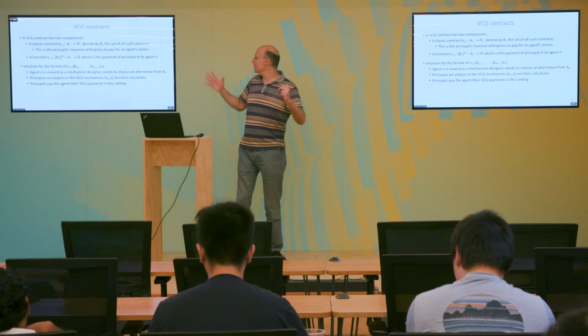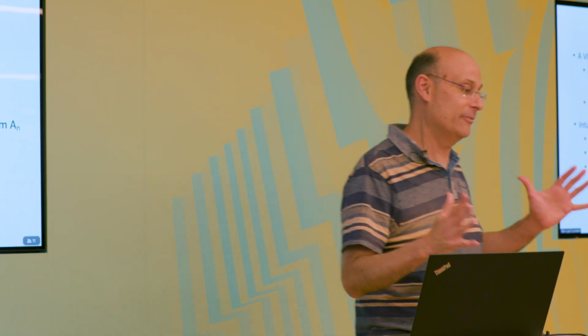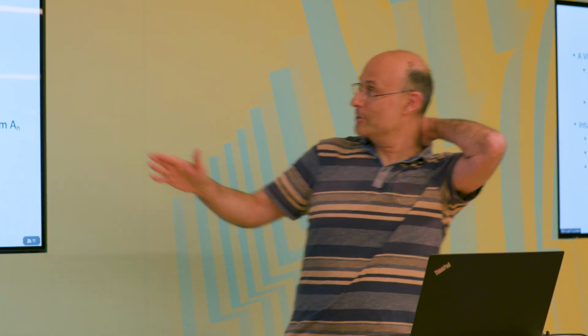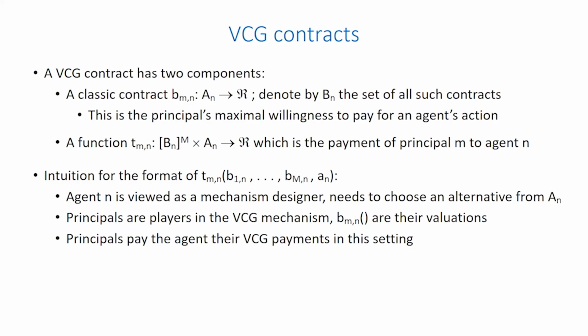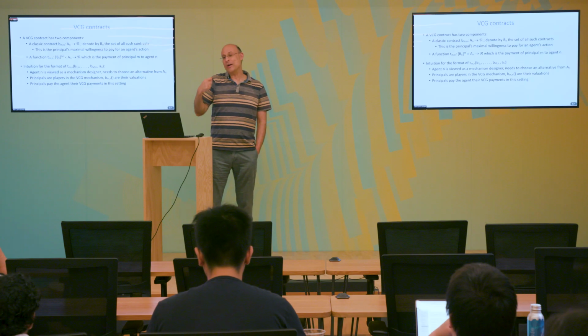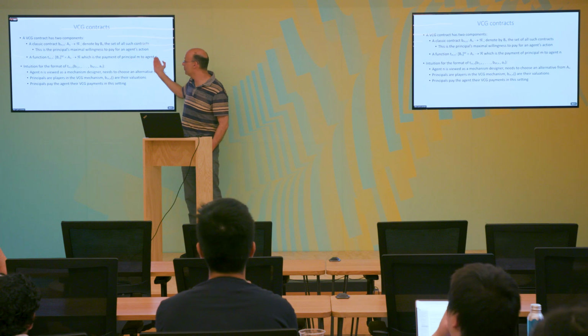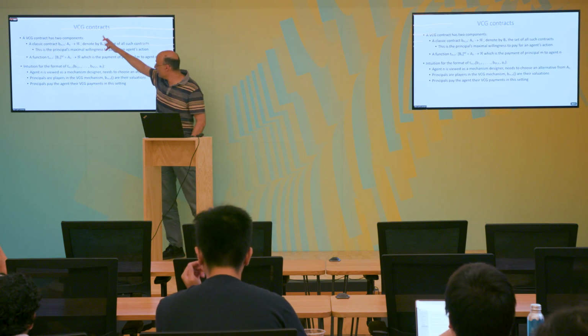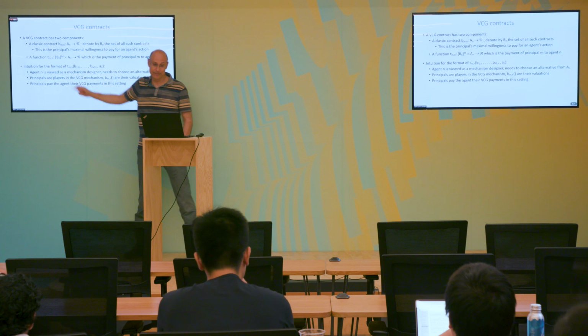And now, given this intuition, I'd like to define exactly the VCG contracts. So a classic contract, again, is this function that gives a number to every action. And you could think of it as the principal's maximal willingness to pay for that action. And then we have a specific function which depends on the classic contracts and also on the actions of the agents. This function determines the payment of principal M to agent N. And a VCG contract will be a specific form for this function T.